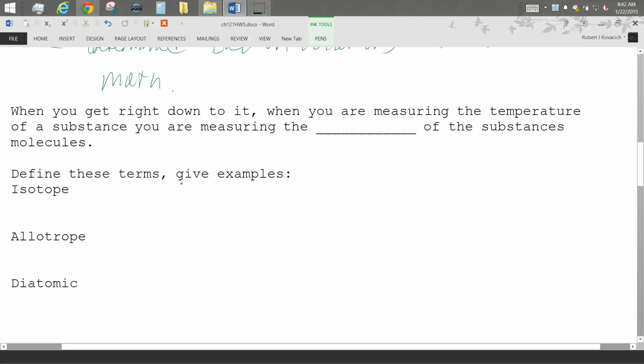Okay, so when you get right down to it, when you're measuring the temperature of a substance, you are measuring the what of the substance molecules? Speed. Oh. In kinetic energy, there's two parts, mass and temperature. You're not necessarily measuring the mass so much, but if I put a thermometer in myself and it reads 98.6, and then I do it again later on when I'm not feeling well and it reads 101, did my mass change? No. No.